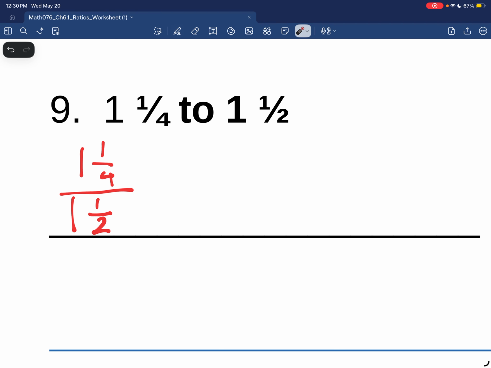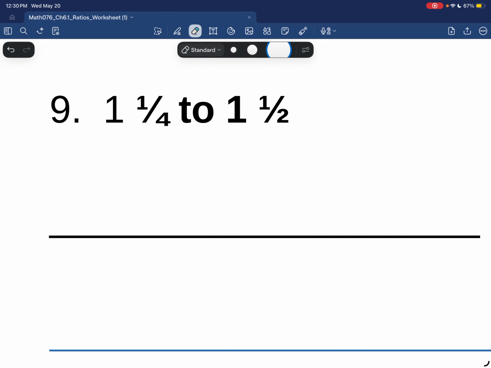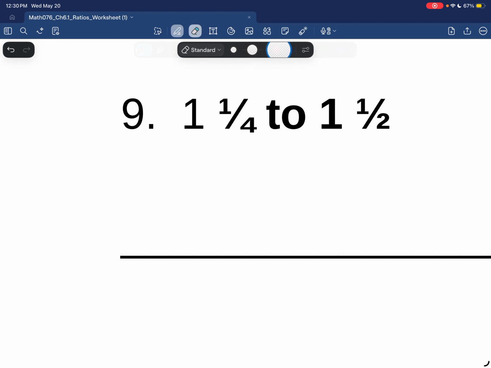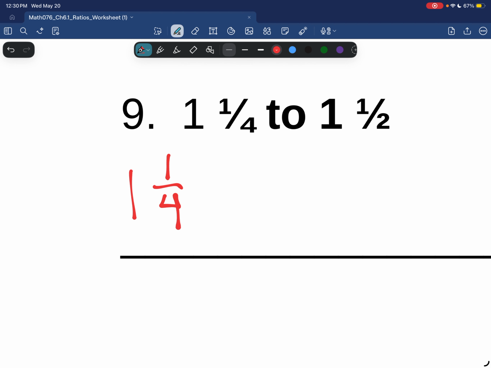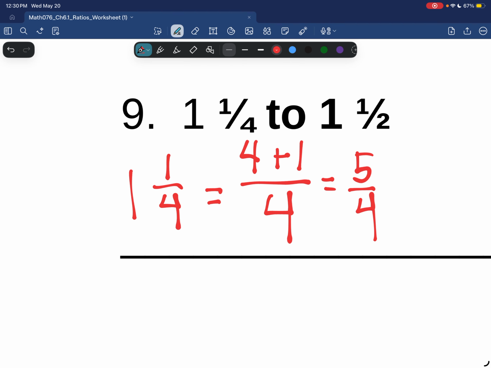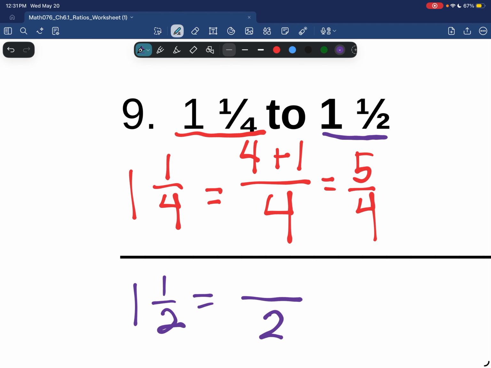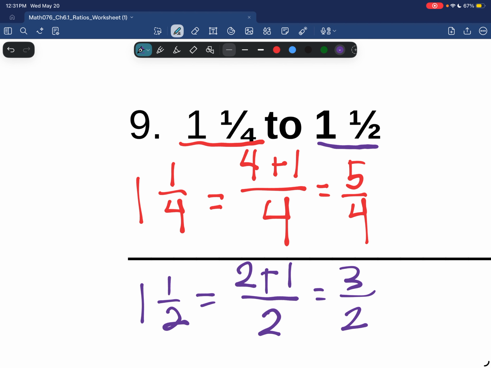So I'm going to erase so I can have a little bit more space. Okay, I want to make 1 1/4 into an improper fraction, all over fourths. So I get 4 times 1, 4, plus 1 gives me 5/4. And that's this first fraction right here. And then my second fraction, 1 1/2. I want to make it all over halves, so 2 times 1, 2, plus 1 gives me 3 halves, okay? So this is my new ratio, okay?